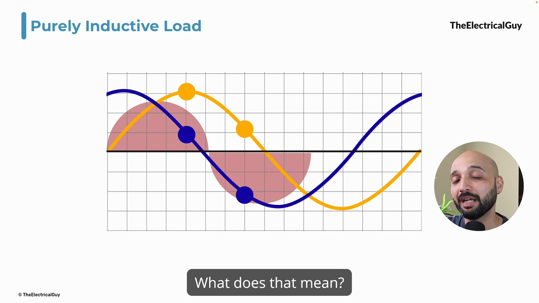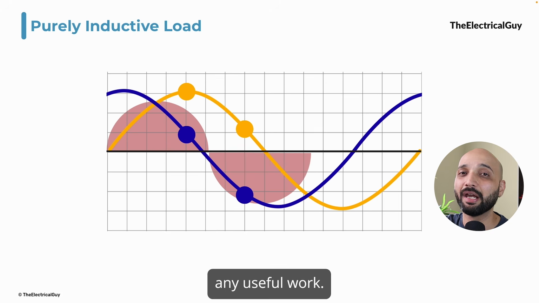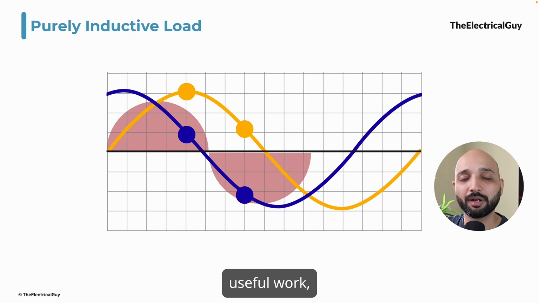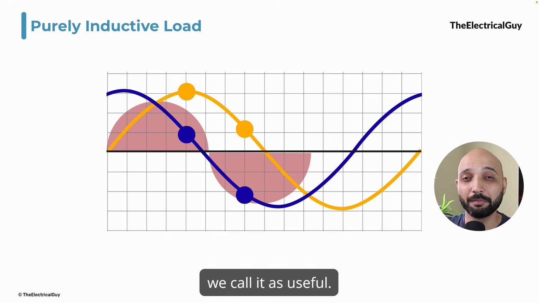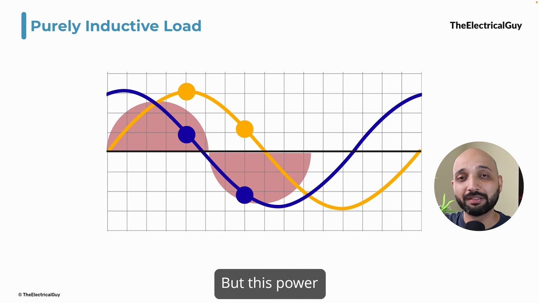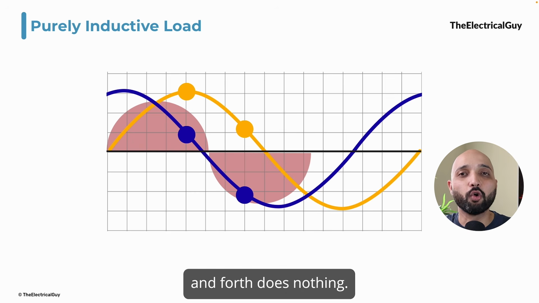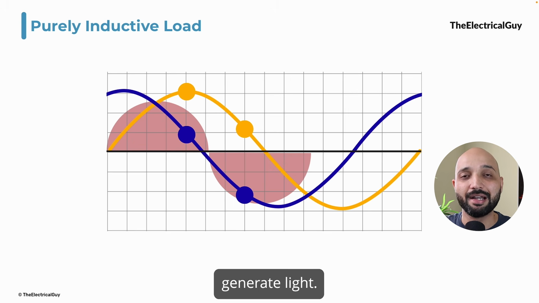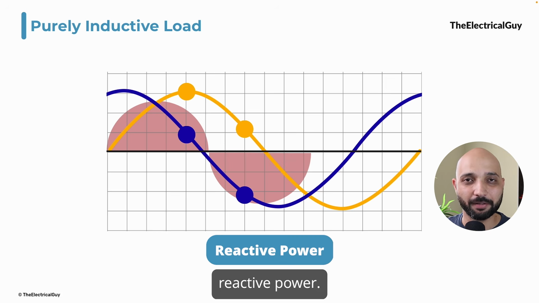Right? What does that mean? It means that the power will go back and forth without doing any useful work. For example, useful work you can consider as generation of heat, generation of light. That is something we call useful. But this power that is going positive and negative back and forth does nothing. It will not generate heat. It will not generate light. It's just going back and forth. And this power is called reactive power.